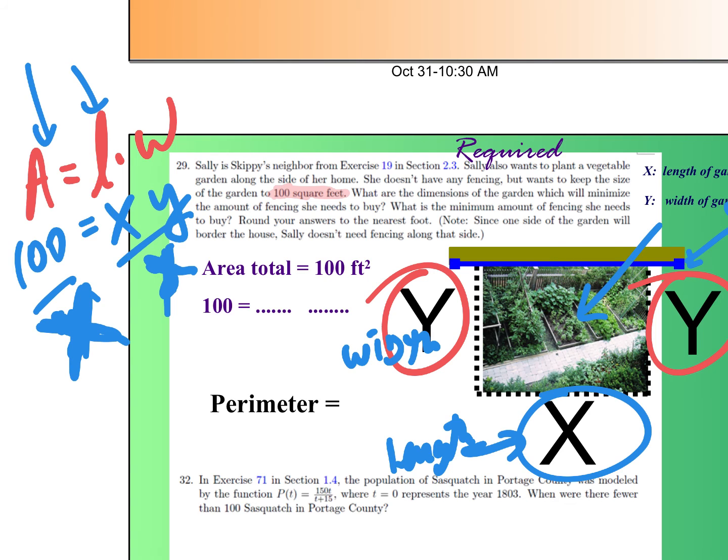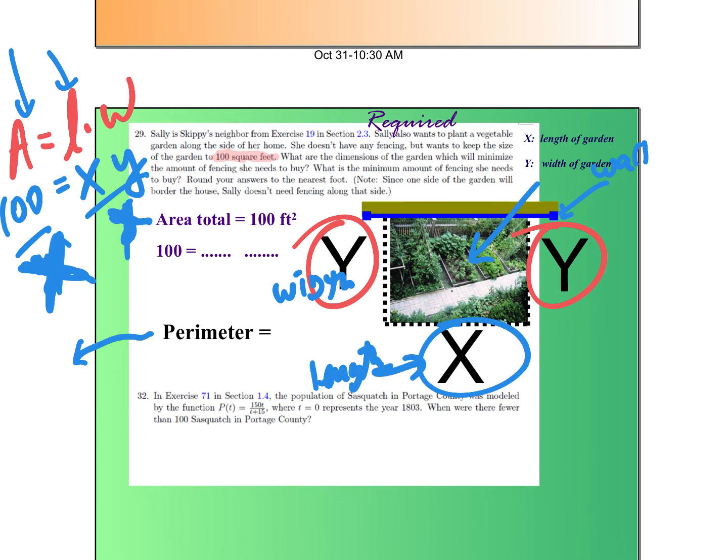All right. So, last but not least, I got a perimeter formula. Normally, perimeter is 2 lengths and 2 widths. But look at our scenario. Because we're trying to use that house, our perimeter isn't 2 lengths and 2 widths. Our perimeter would be X plus what? 2Y. That's our fence. The dotted line is the fencing around the garden. So perimeter is X plus 2Y.